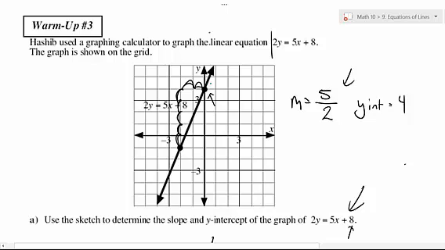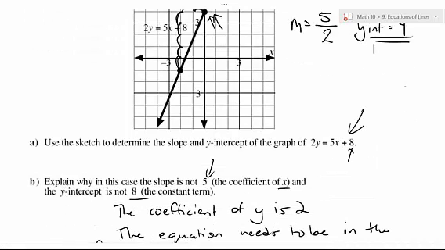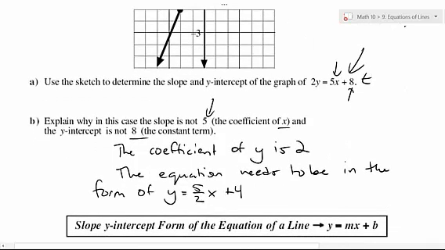So the slope is 5 over 2. The y-intercept is just right here, so the y-intercept equals 4. So it looks like our rule doesn't work because we don't have a slope of 5 or a y-intercept of 8. But the coefficient of y is 2. So that makes it a problem.